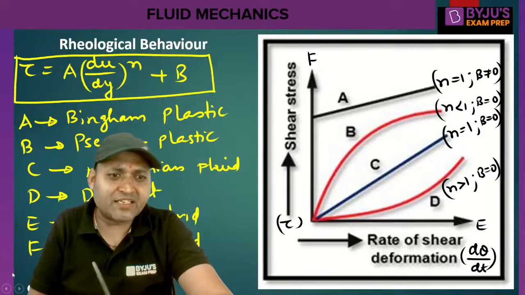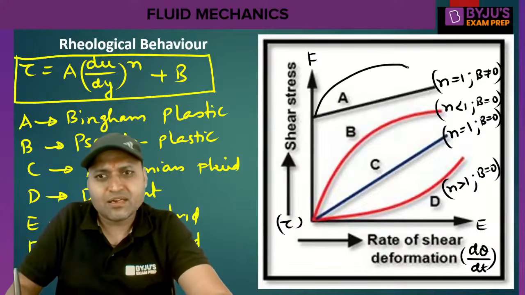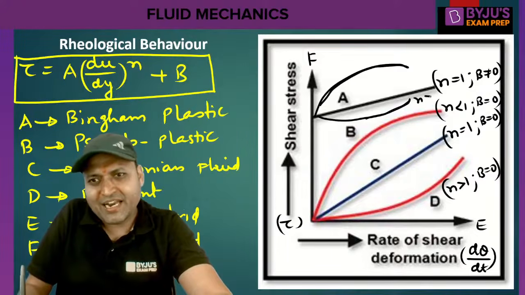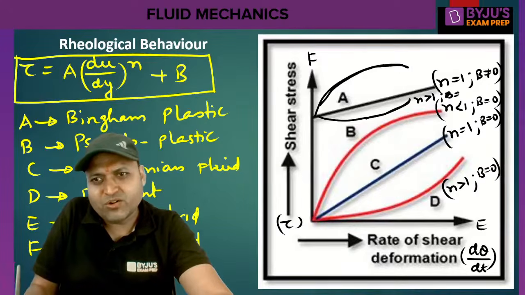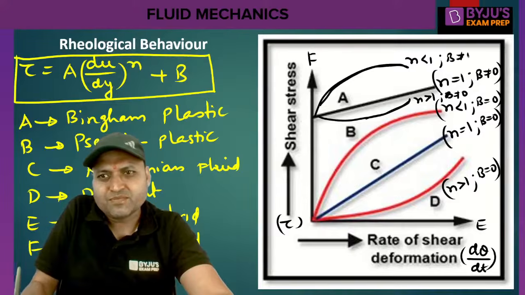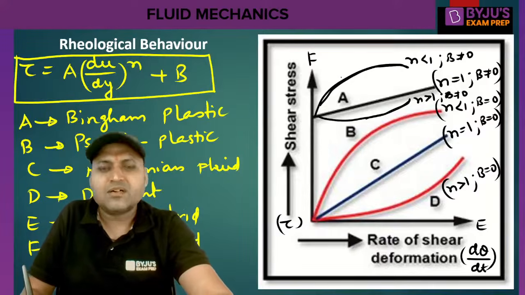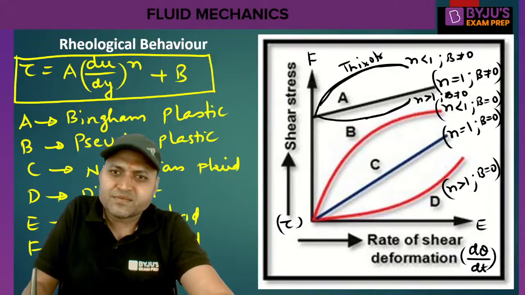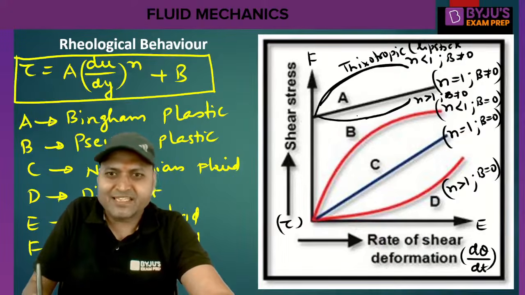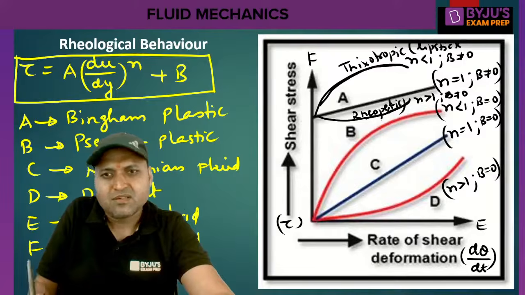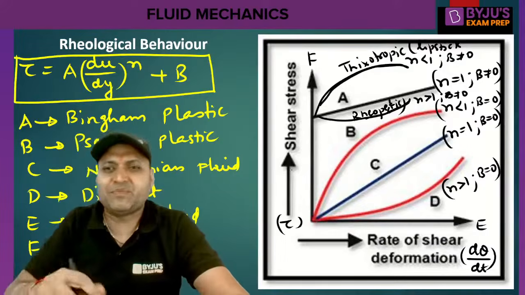Two more classifications can be done like this and this. Here n is greater than 1 and b is non-zero. Here n is less than 1 and b is non-zero. This is thixotropic, for example lipstick, and this is rheopectic, for example gypsum.